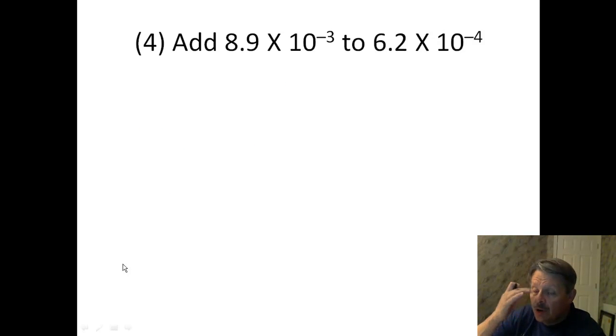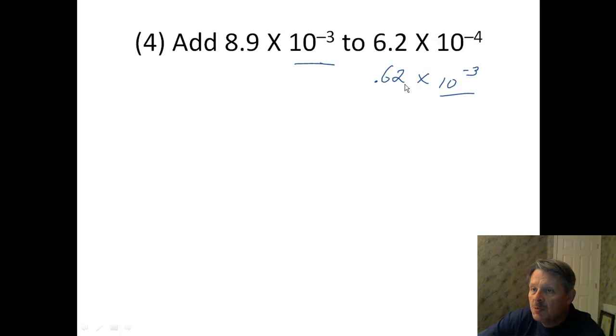Now you'll notice our exponents are negative, so I have to pick one. I typically pick the bigger exponent. You might have noticed that. So that's what I'm going to do again. I'm going to pick the bigger exponent. The bigger exponent here is 10 to the minus 3. Remember, that's getting bigger. 10 to the minus 4 is smaller. It has more zeros in it. So if I make this number bigger, I have to make this number smaller. So that's going to be 0.62 times 10 to the minus 3.